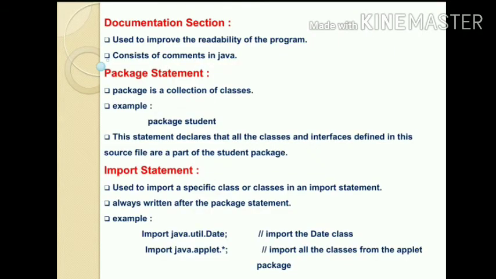First, we'll see the documentation section. It is used to improve the readability of the program. It consists of comments in Java. The comments in Java can appear anywhere in the code. The compiler ignores these comments during execution. There are 3 types of comments that can be used. One is the single line comment, the second one is the multi-line comment, and the third one is the documentation comment.